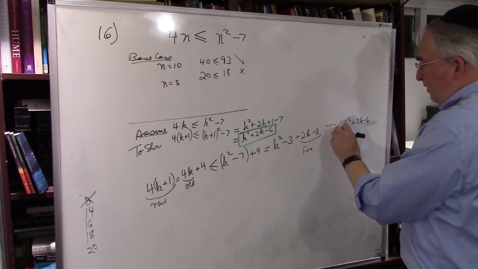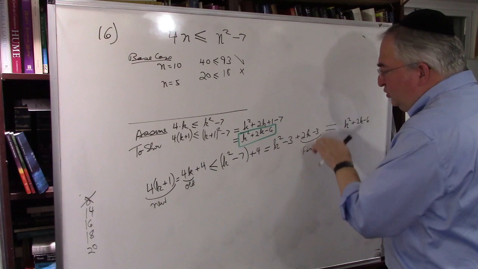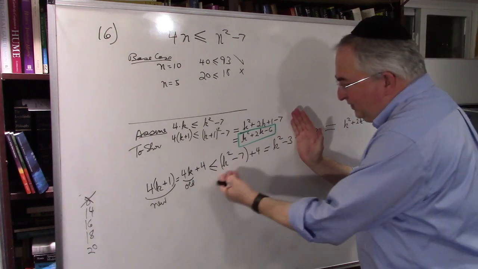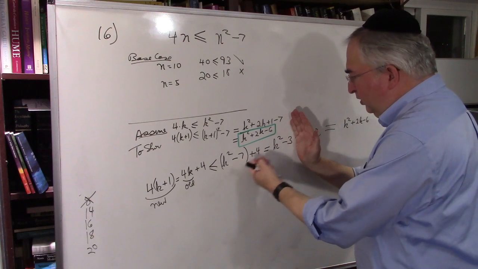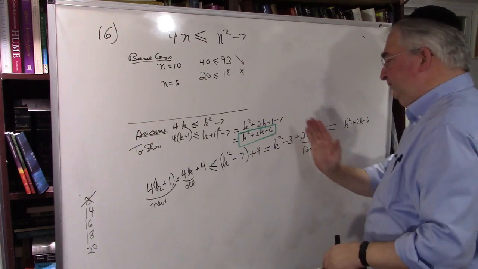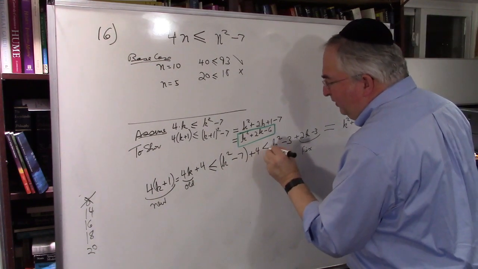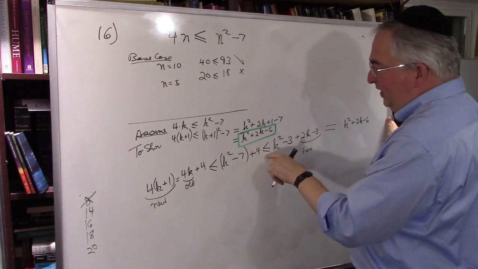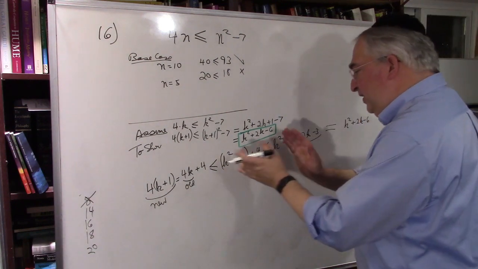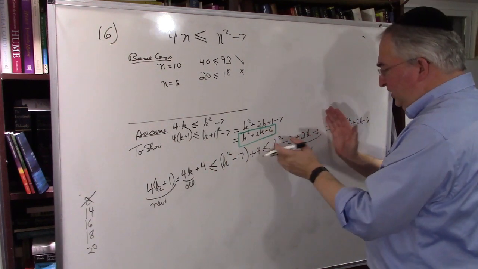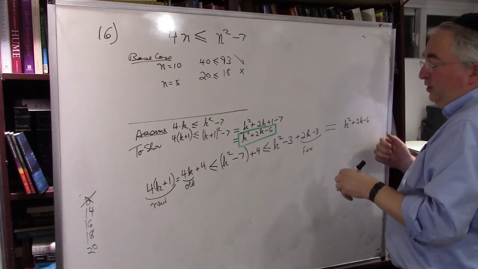No, it's equal. Okay. But what gives you the right to add 2k plus 3? You had this. This was equal. Okay? This was equal to this. What gives you the right to say that this is less than this? Okay? And the answer is because 2k minus 3 is more than 0.